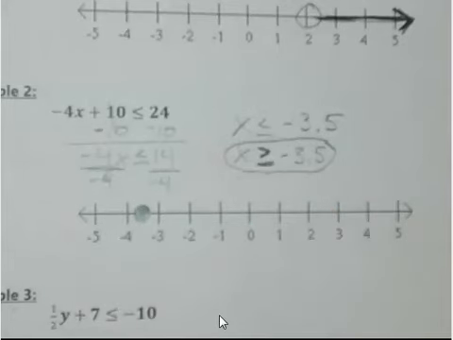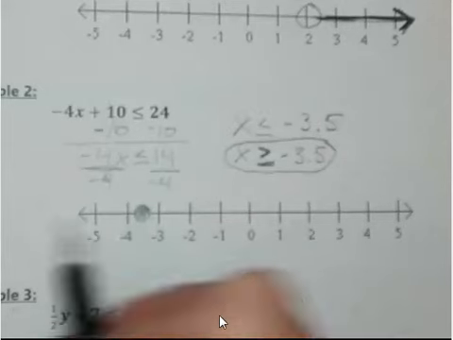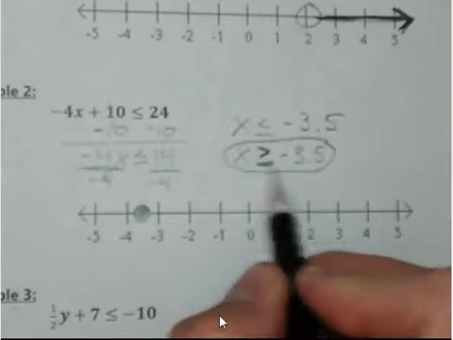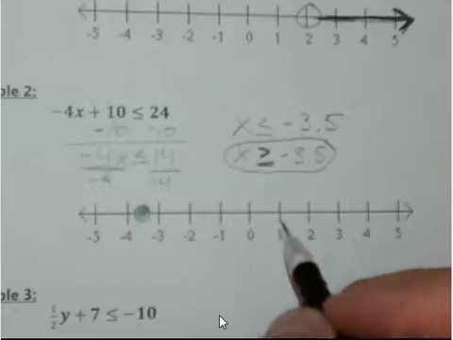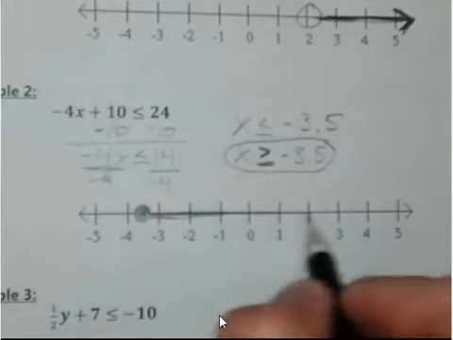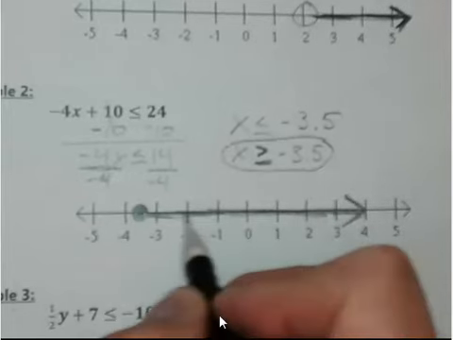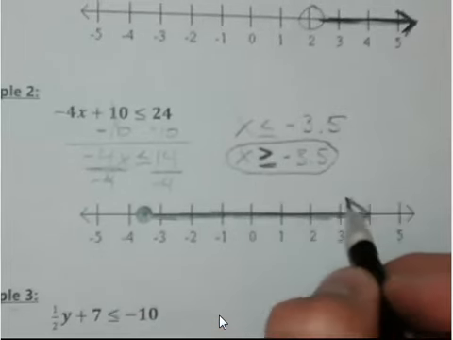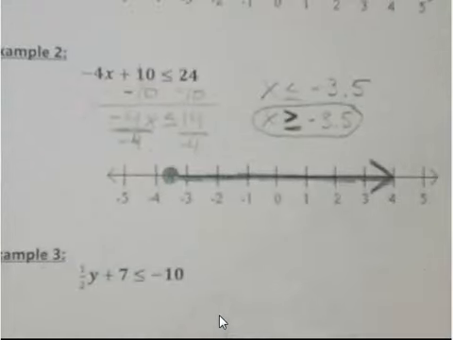Now we have to figure out, is our arrow going to go towards the right, towards these more positive or bigger numbers, or is it going to go to the left, towards these negative or smaller numbers? A number that's greater than or equal to negative 3.5, we could have negative 3.5. We could have 1, we could have 5, all those numbers are greater than negative 3.5. So our arrow is going to go to the right. Also the arrowhead in the problem is pointing to the right, so the arrowhead in our graph is going to point to the right. So that is example number 2.